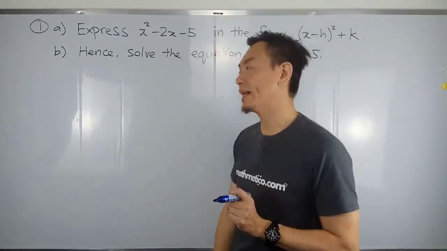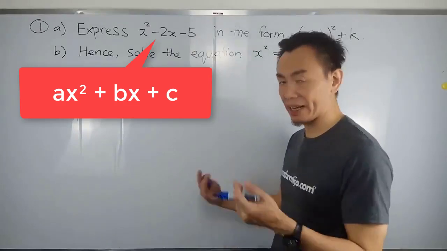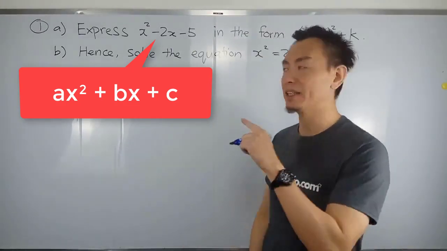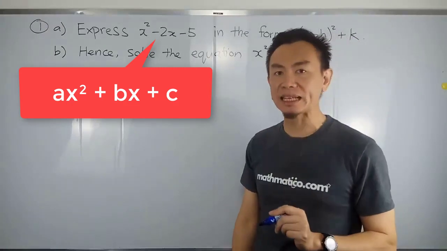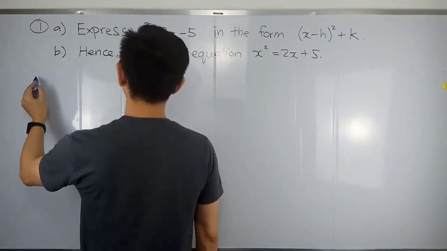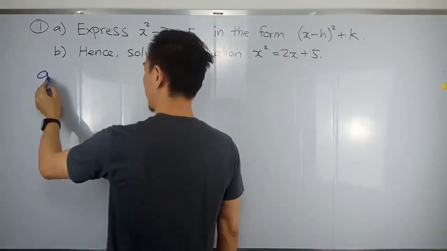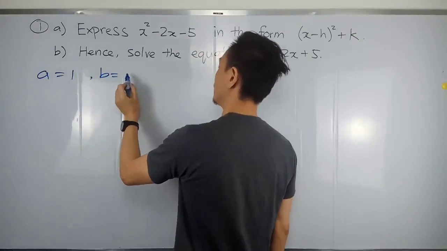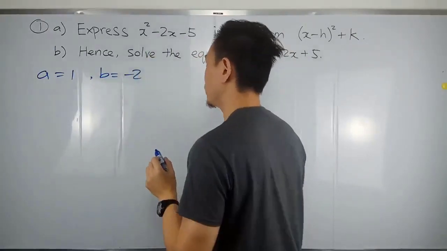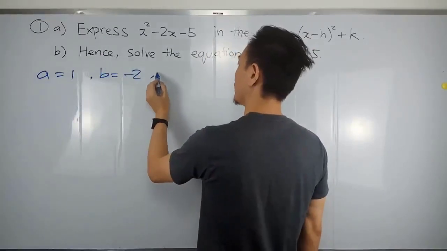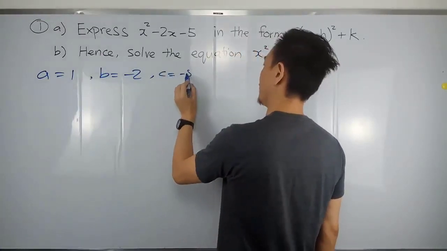To start off, we know that every quadratic expression is ax squared plus bx plus c. That's the general form. And so we can identify from this expression what's the a, the b, and the c. If we have x squared minus 2x minus 5, then a is equal to 1. B is equal to negative 2, because negative 2 is the coefficient of x, 1 is the coefficient of x squared, and then your c is equal to negative 5.